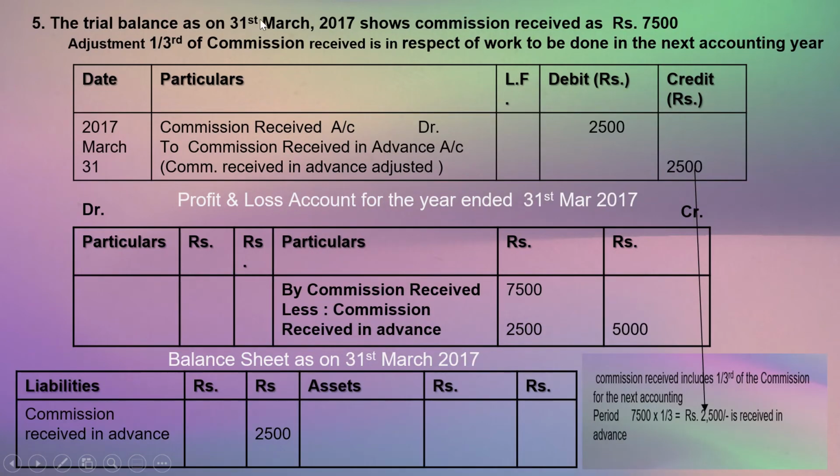Now one example: commission received rupees 7,500, adjustment: 1/3 of commission received is for the next accounting period. So we are showing the calculation: 7,500, out of that 1/3 belongs to next year, so 2,500. Here you have to pass the journal entry: commission received account debit to commission received in advance. You have to show on the credit side commission received less this amount, and this 2,500 should be shown on the liability side.